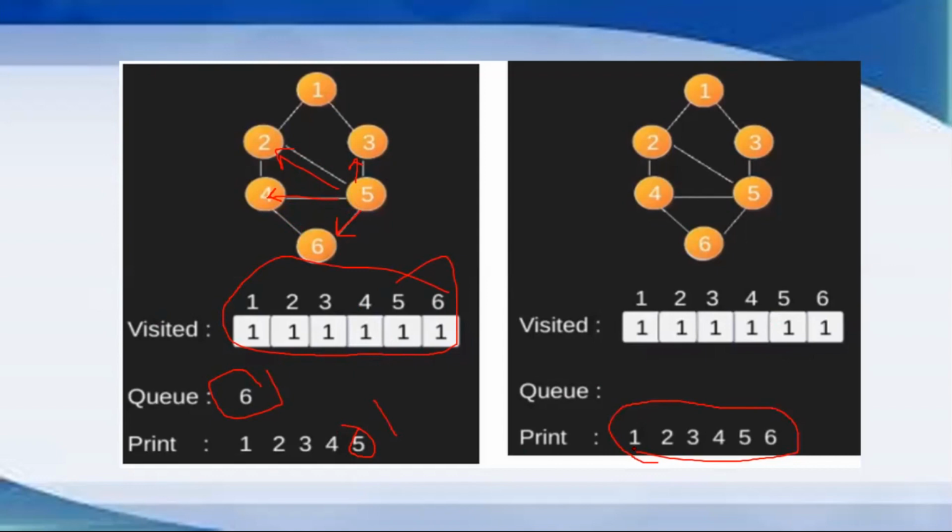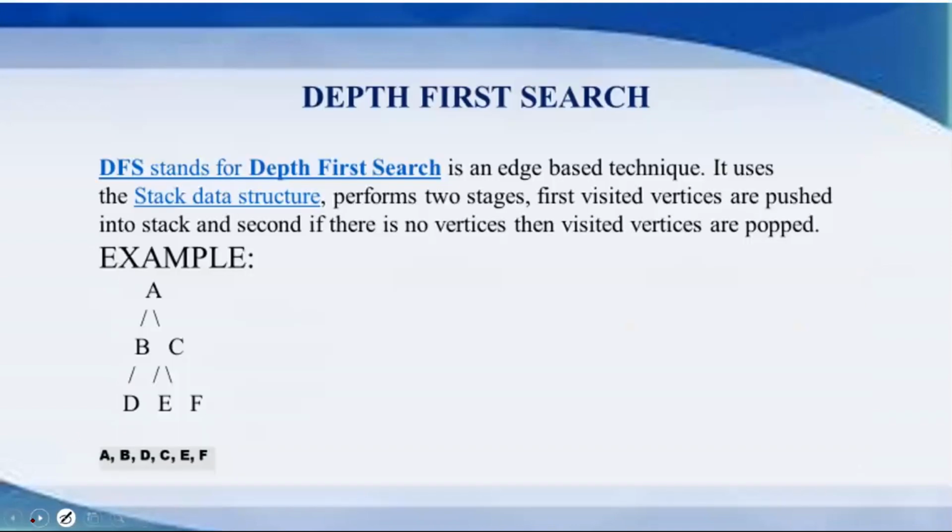You can have more than one BFS output for any given graph. Clear? Because if I choose 1 and then 2 here, you can choose 1 and then 3. So there may be more than one solution. Clear? So this is my BFS.